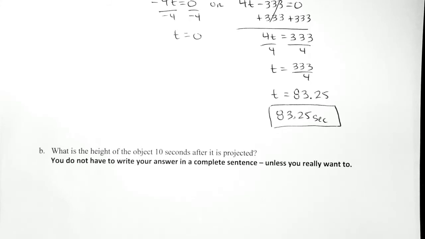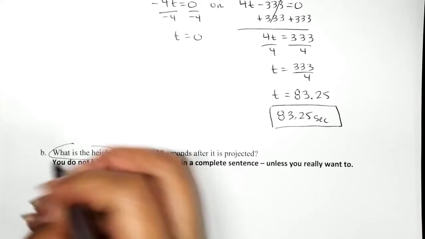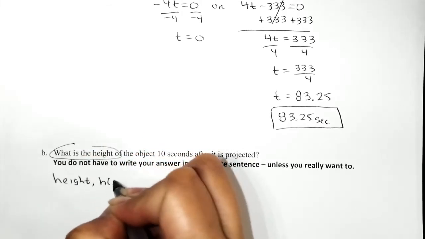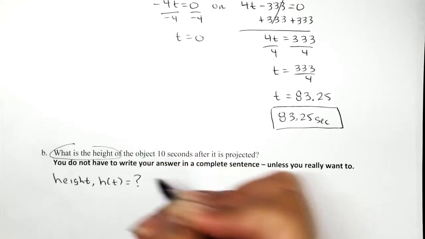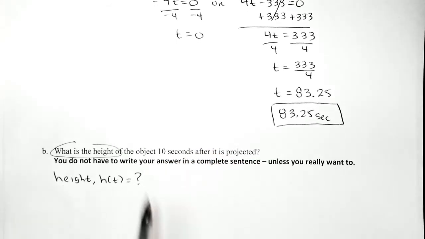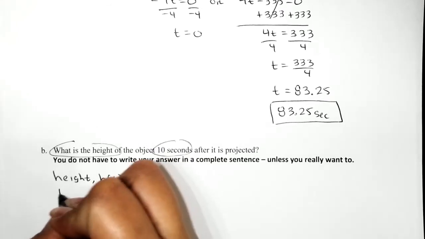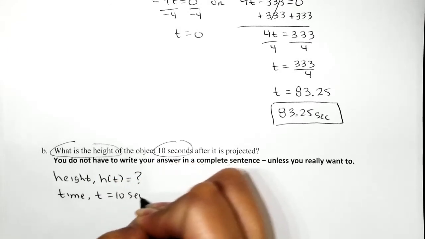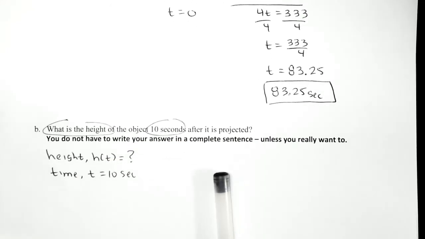No idea how to attack this, okay? So I'm going to try to break it down. I'm going to highlight what is given and then what we are asked to find. What is the height? So I'm like, height, which is given by the function, equals, I have no idea, question mark. They give us time. So time, which is given by t, equals 10 seconds.